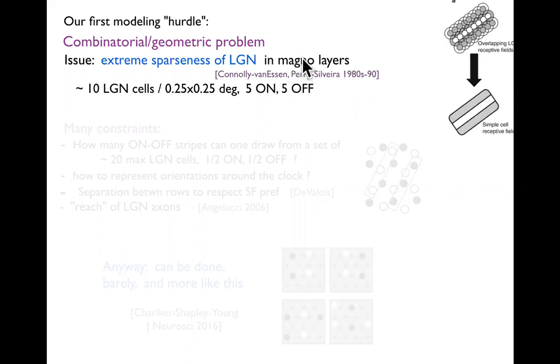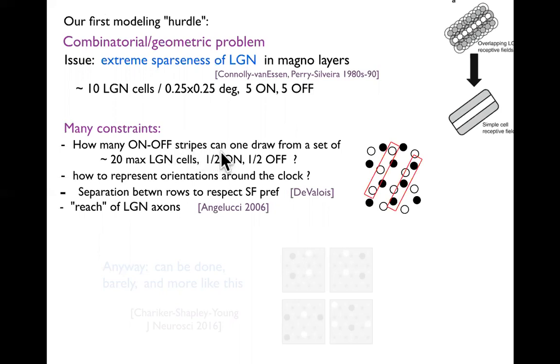The Parvo one is very dependent on where you are, the distance from eccentricity. The Magno one, around 3 to 10 degrees, is roughly the same. To cover an area that's a quarter the size of the moon, you only have 10 cells, five on and five off. That's a little bit scary, how so few cells can tell you so much, right? And these results have been around for a long time. One counts retina, one counts LGN, other ones trace it backward from V1 and so on. So there are multiple results there.